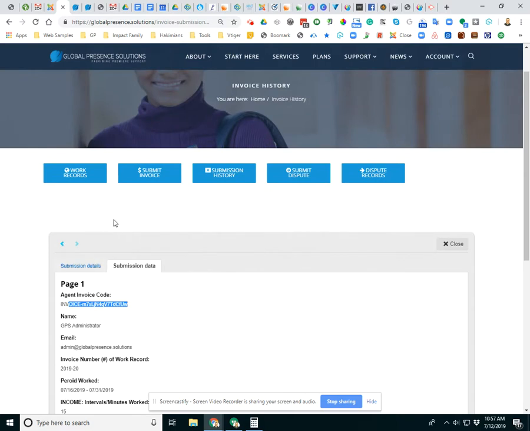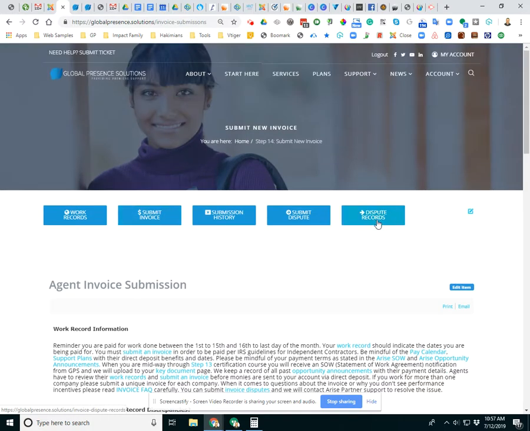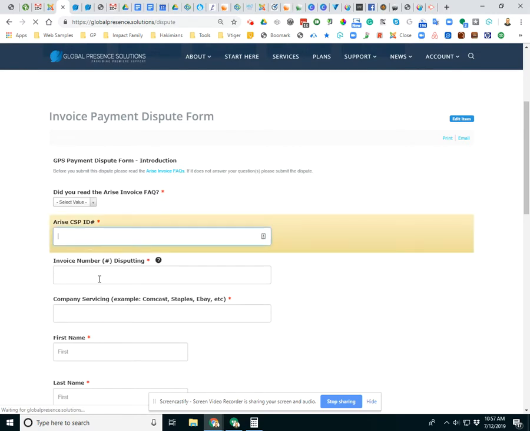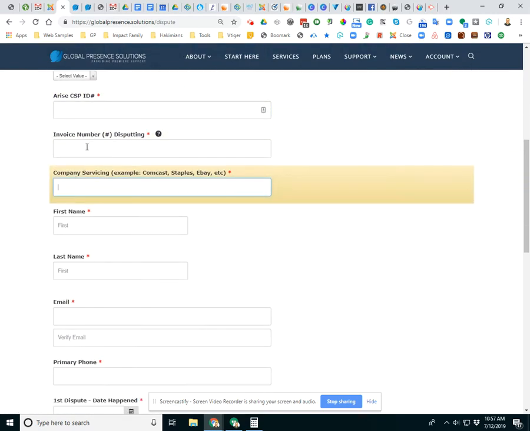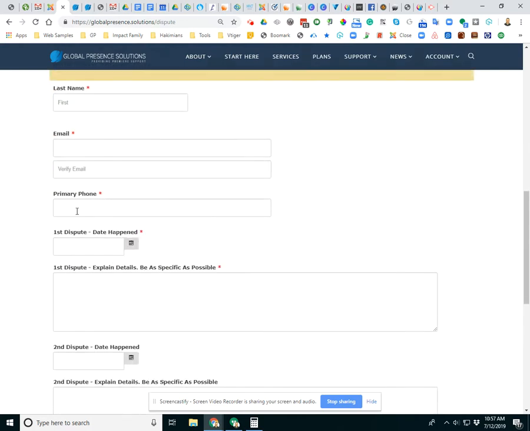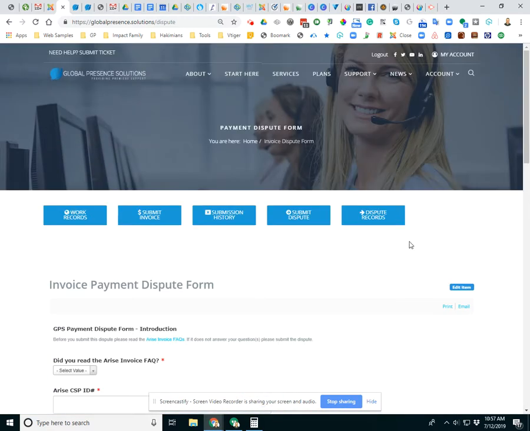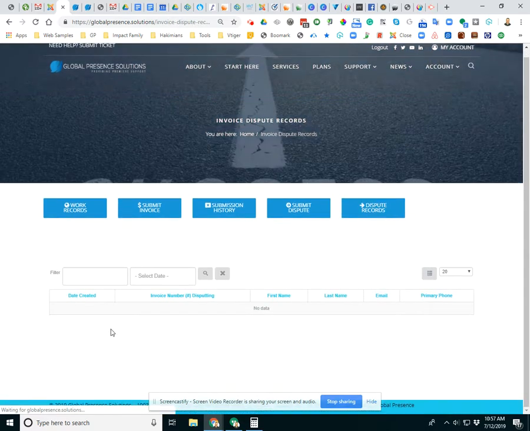Okay, now if there's a dispute about the invoice and you want to get paid, I would go ahead and submit the invoice as it is, based on the work record you received, and then submit a dispute form. Okay, and then here you put the invoice number you're disputing, it's actually the work record invoice number. You put your name, the date the dispute happened, explain the dispute, and hit submit. And then your history will be right here of all those disputes. Okay, I would do that so you don't delay your payment.